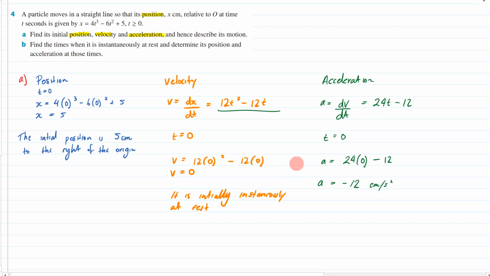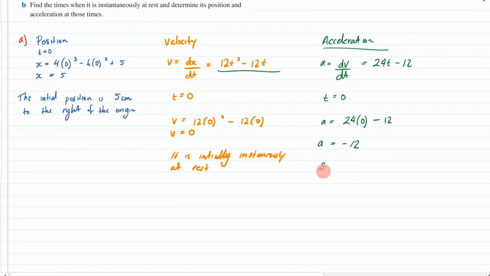Now, what does that mean? What does it mean to have an acceleration of negative 12? Remember, your acceleration tells you your change in velocity with respect to time. So what it means is it starts moving to the left because it's got this negative sign. So it is stationary. The velocity is 0, which means it's not moving. But the acceleration is telling me that it's going to start to move to the left.